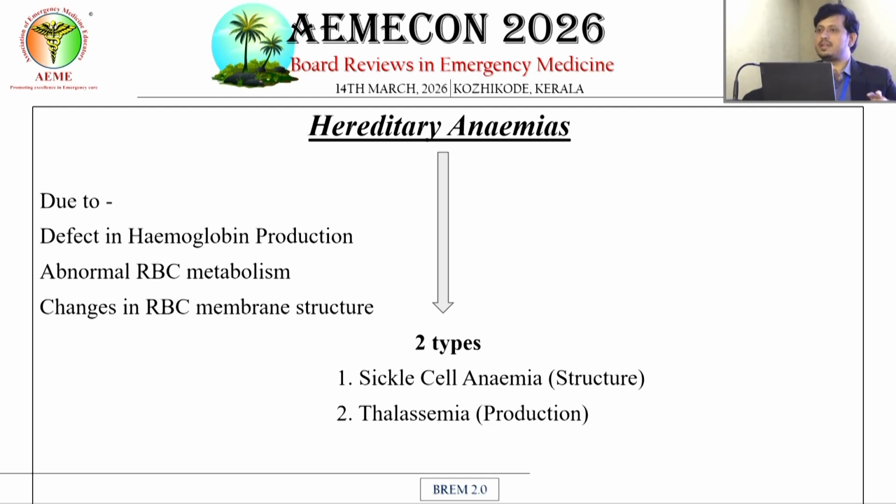Hereditary anemias are mainly because of a defect in hemoglobin production, or because of RBC metabolism defects, or because of changes in the membrane structure of the RBCs. Mainly, hereditary anemias are of two types. One is sickle cell anemia, which is mainly because of a structural defect, and the other is thalassemia, which is because of a production defect. These basics we know already.